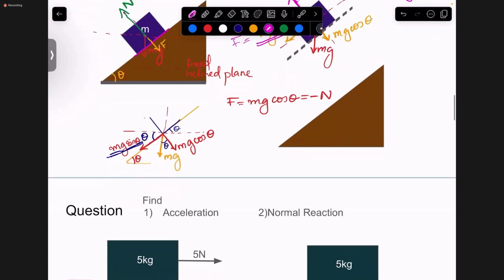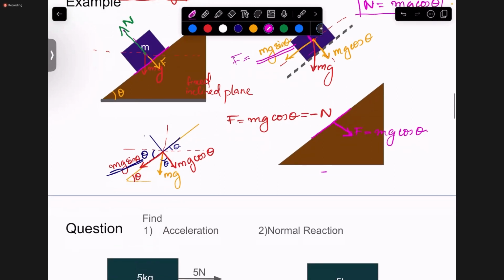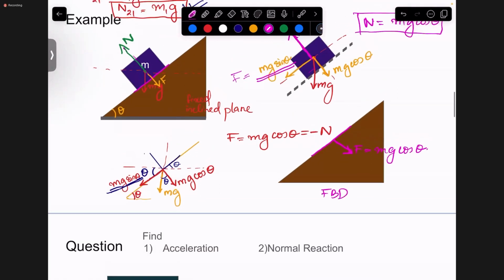Now, if you want to see the FBD of this inclined plane, you can see that this F, this force, is what this block is applying on the surface. So that can be taken as, so this is a surface. So perpendicular to the surface, F is being provided, that is equal to mg cos theta. That's it. So these are the free body diagrams of surface and block.